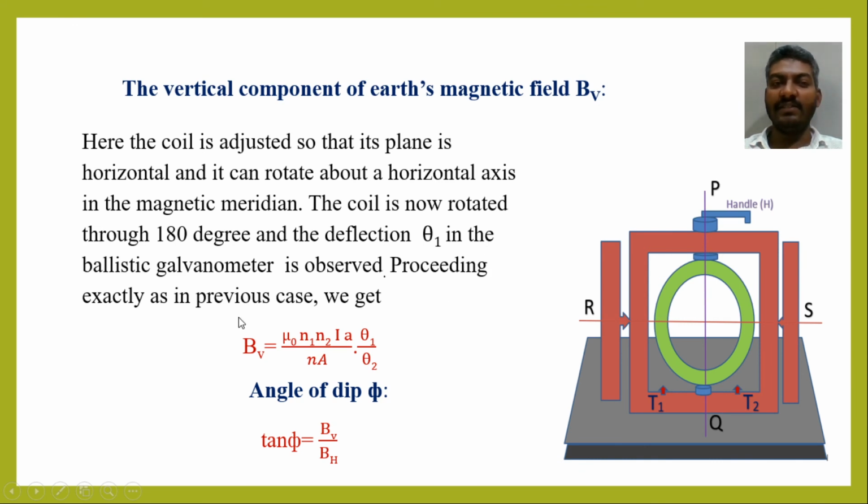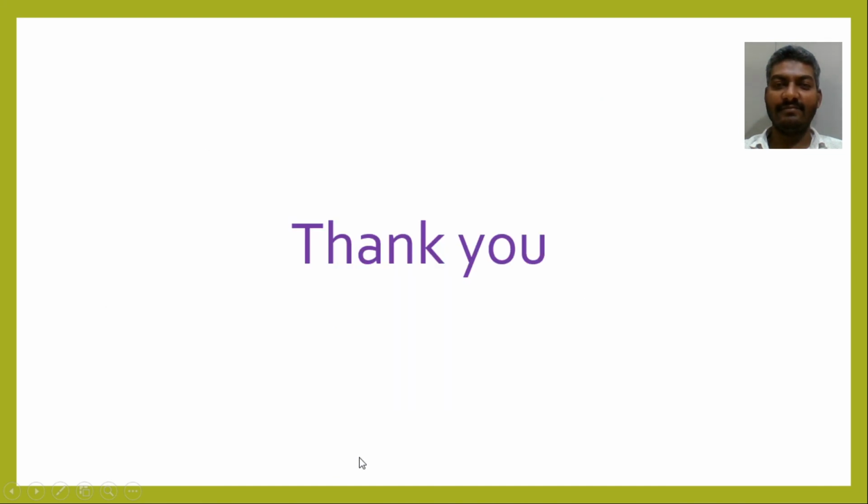Proceeding exactly as in the previous case, we get this expression: BV is equal to mu naught N1 N2 IA divided by NA into theta 1 divided by theta 2. By knowing all these terms, we can calculate the vertical component of Earth's magnetic field. The angle of dip phi is given by tan phi is equal to the ratio of BV to BH. Thank you.